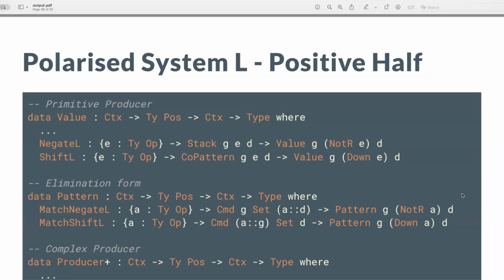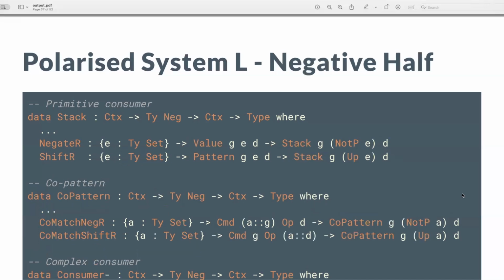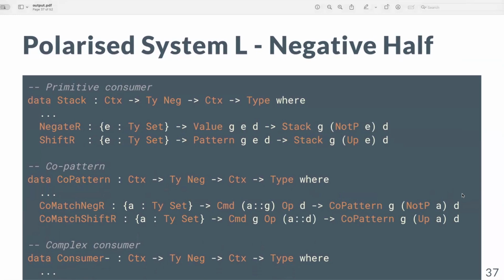And this is the key point that will become very important later, but might seem abstract now. And the patterns, they're just the elimination forms for them. It's not super enlightening yet. And the negative fragment does the same thing, but backwards. Values go into stacks, and the shift takes a pattern to a stack. Remember: pattern, complex producer; stack, simple consumer.